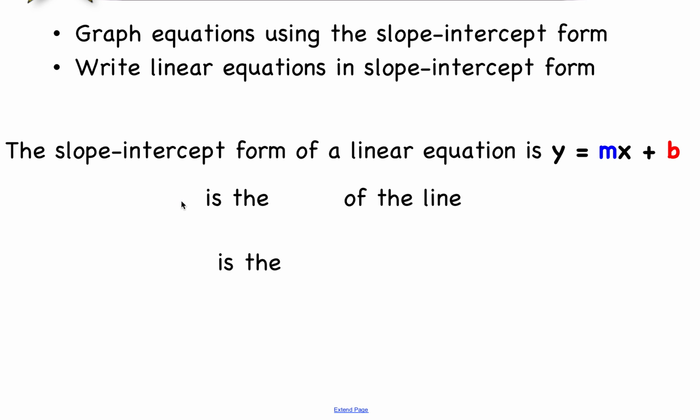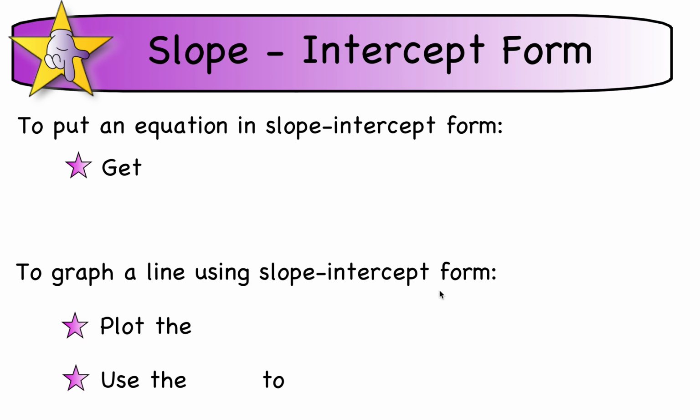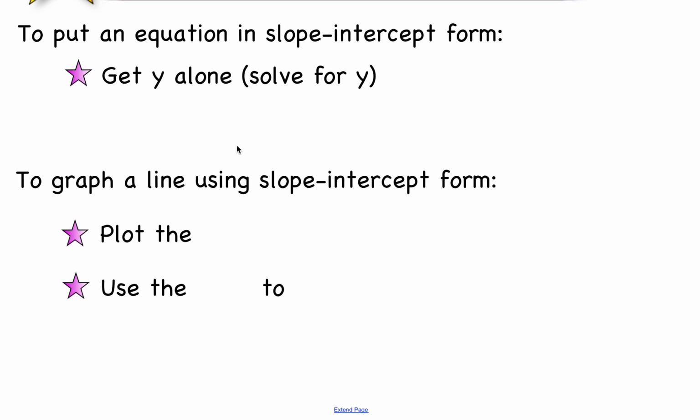In this equation, m is the slope of the line, and b is the y-intercept. And you will recall a y-intercept is where it crosses the y-axis, and that's the point where x equals 0. To put an equation in slope-intercept form, we need to get the y variable alone. In other words, we need to solve the equation for y. If we solve it for y and then write the x term and then the y-intercept or the constant term, then it will be in slope-intercept form.